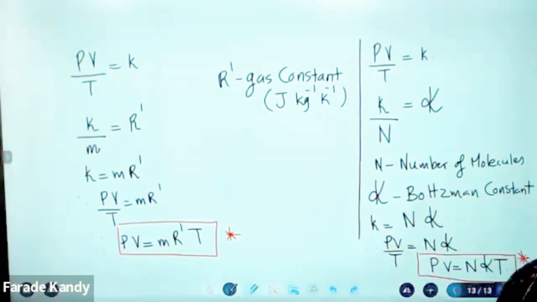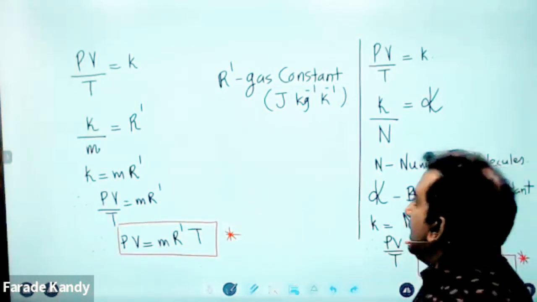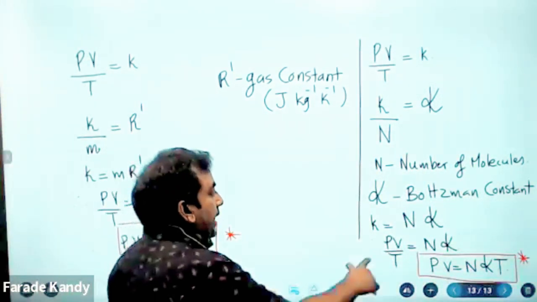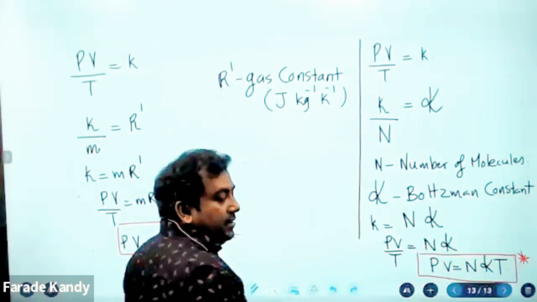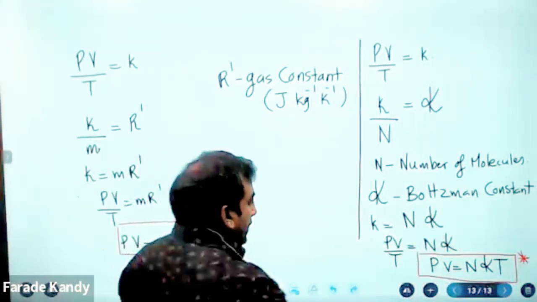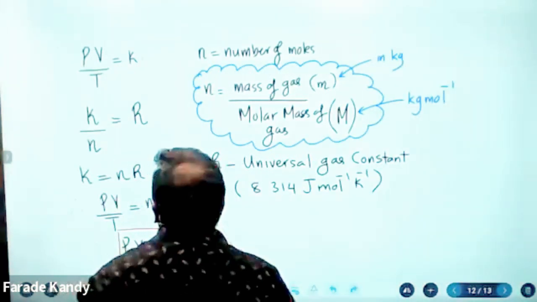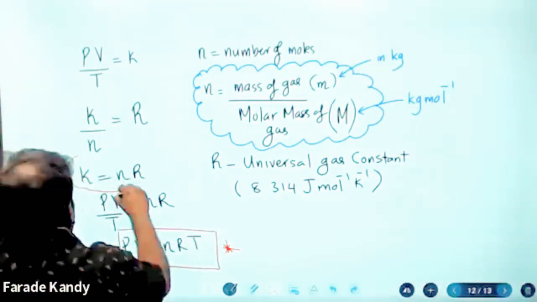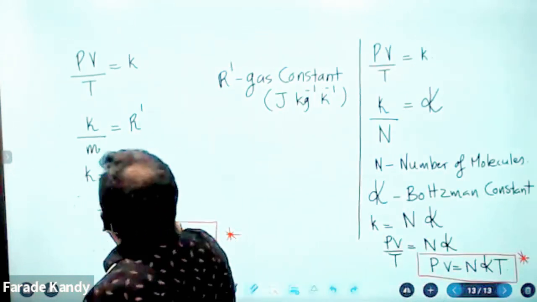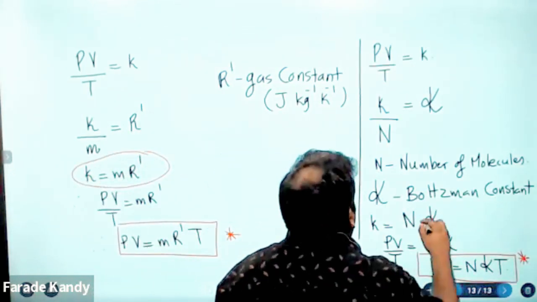Right? Okay. Now you have 3 relationships for K. K is equal to MR dash. K is equal to N times Boltzmann constant. K is equal to simple NR. I'll circle these.